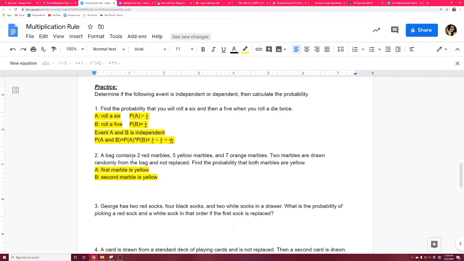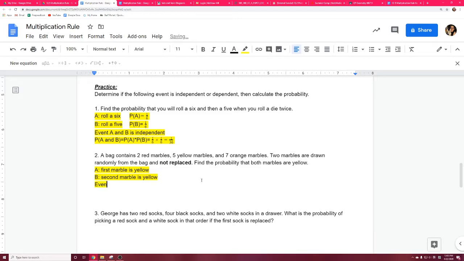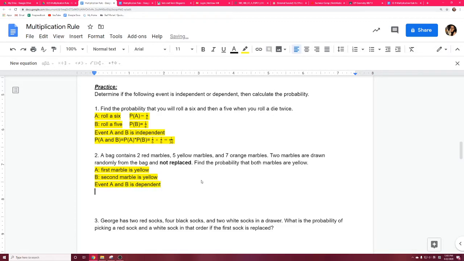The key words, as you can see, are here: two marbles are drawn, replaced or not replaced. If it's not replaced, then the two events influence each other. If they are replaced, then the two events are independent. So here, events A and B are dependent, and we want to find the probability of A and B.